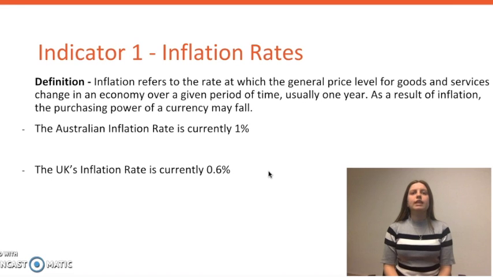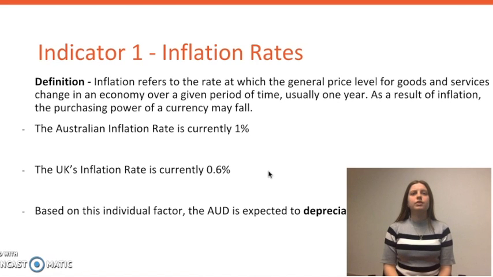This means that those seeking to import Australian goods and services will view Australian exports as being more expensive in comparison, since by converting their currency to AUD, they effectively lose 1% of their purchasing power over time, opposed to 0.6% by converting the currency to the pound. Thus, using inflation rate as an indicator, demand for Australian exports will be lower than demand for the UK's exports. This means that less AUD will be demanded in the foreign exchange market relative to the pound. Using this indicator alone, it stands to reason that the AUD will depreciate against the pound.